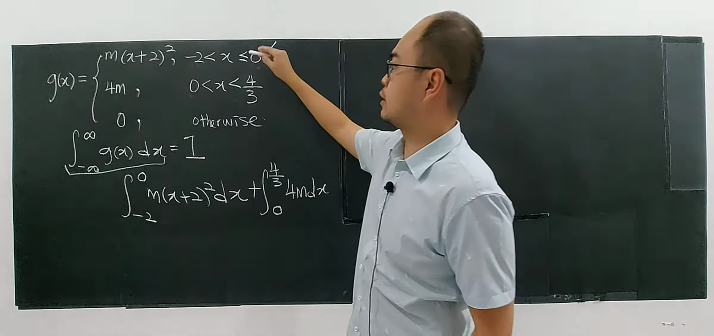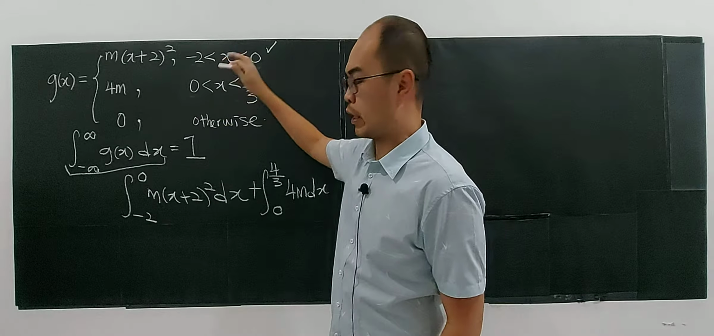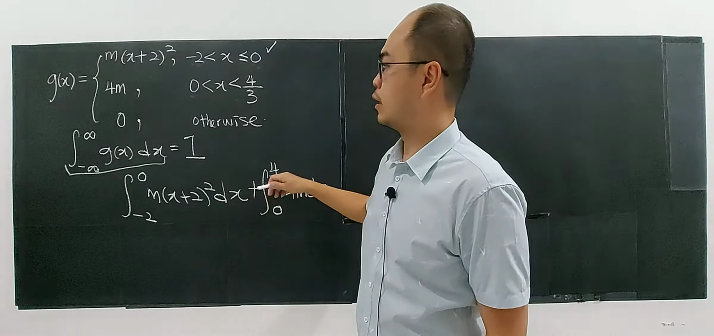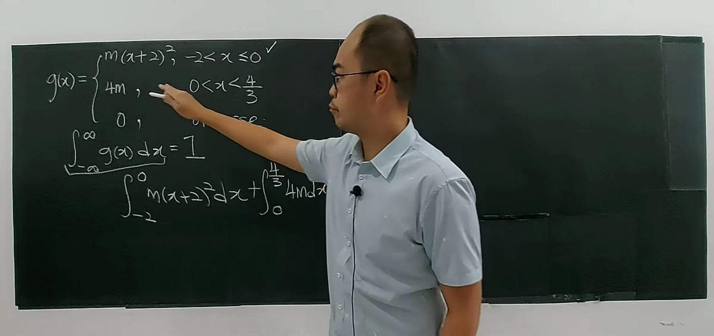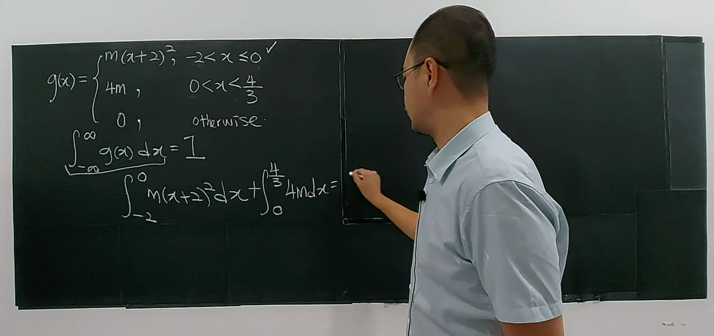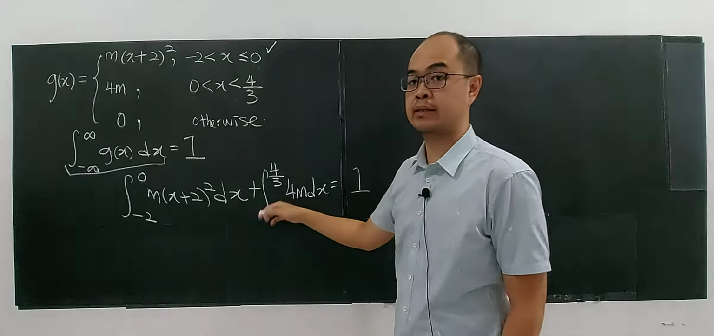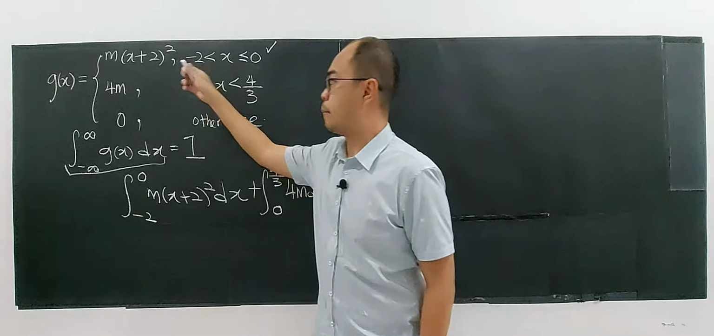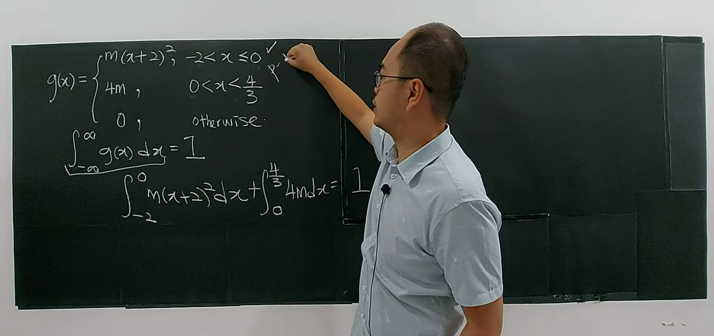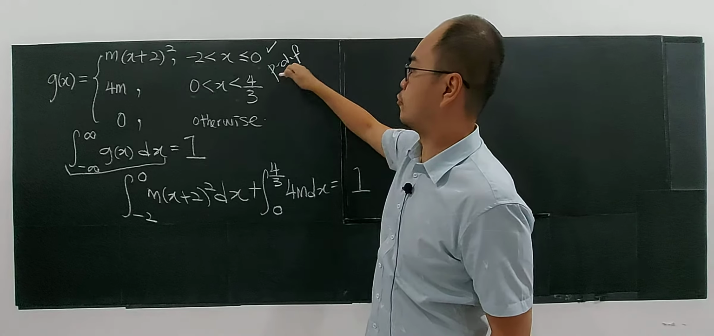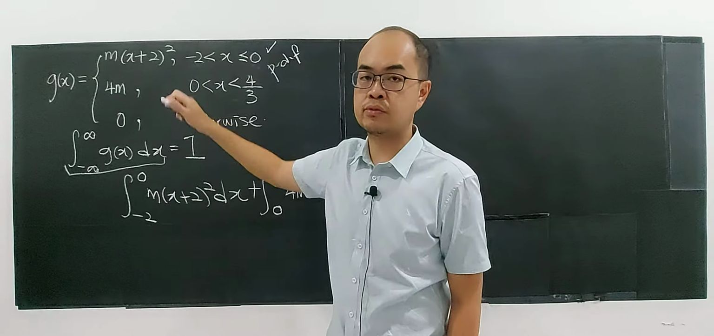It's not important whether it's equal or not when you're doing integration. As long as you integrate for the interval -2 up to 0 for this function, and 0 up to 4/3 for the function 4m, you will definitely get a value of 1. This is the characteristic of a probability density function, a PDF, for a continuous random variable.